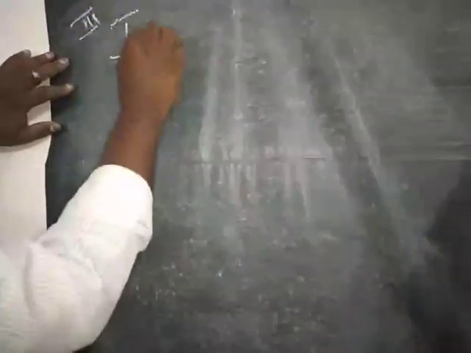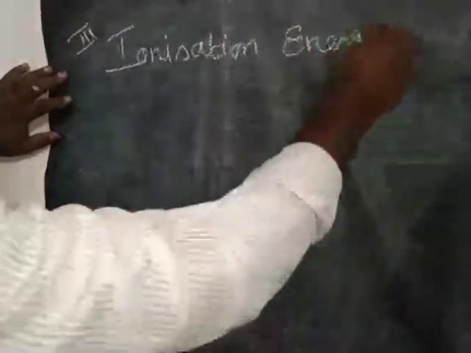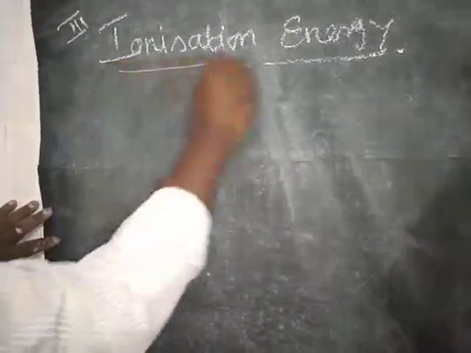The third property is ionization energy. So what is meant by energy? Energy is nothing but the ability to do work. If we want to complete any work, we need energy. The same way, ionization energy.